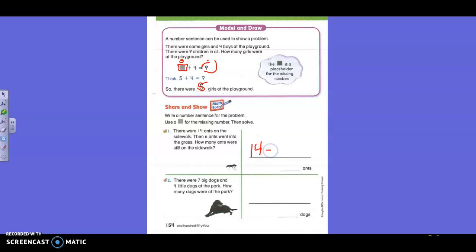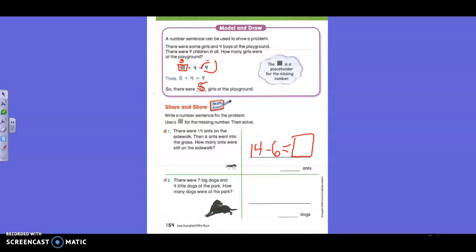Minus, because 6 ants went into the grass, so that's taken away, right? Minus 6 equals, now this is where you put the box, because we don't know what it equals. You have to put a box. You will just put your number inside the box. Even if I know it? Yep. Okay, so 14 minus 6.